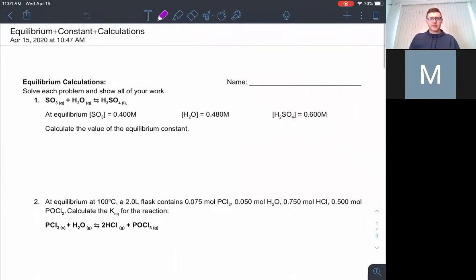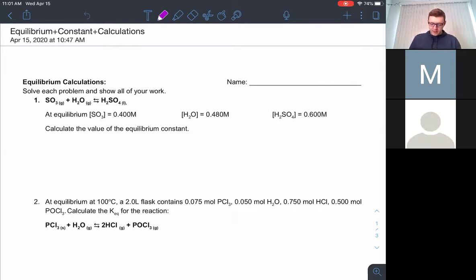that equilibrium calculation. So this is today's worksheet. We're going to go through 3 of the problems together, just to give you guys a heads up, and then you'll have 2 more to do on your own. Okay, so the first thing we got to remember is what equilibrium means.